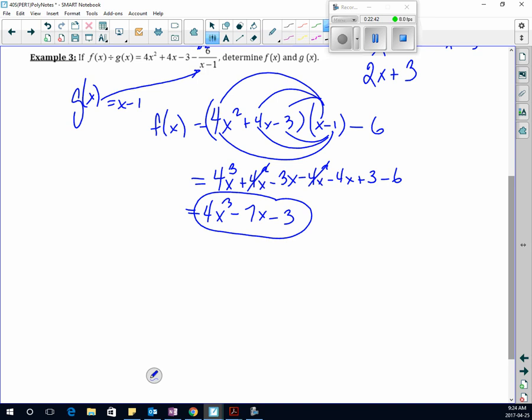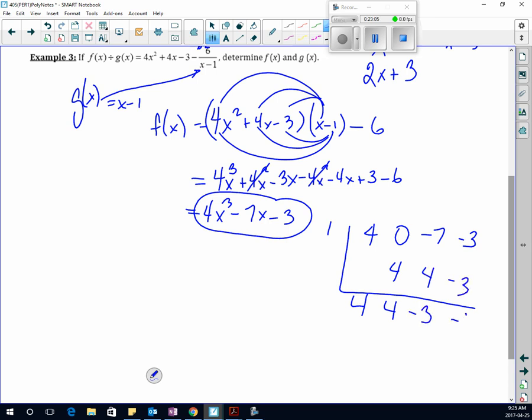We could do long division. What's faster that everybody loves? Synthetic. So what would I put in synthetic? 4, 0, minus 7, minus 3. And what am I dividing by? X minus 1, so it's a 1. So 4. Drop it. So do I get their answer? 4x squared plus 4x minus 3 with a remainder of minus 6 over x minus 1. Yes? See, everything should work, right?